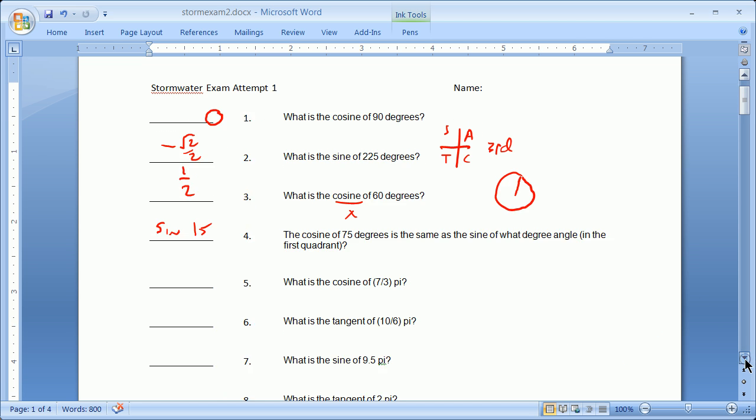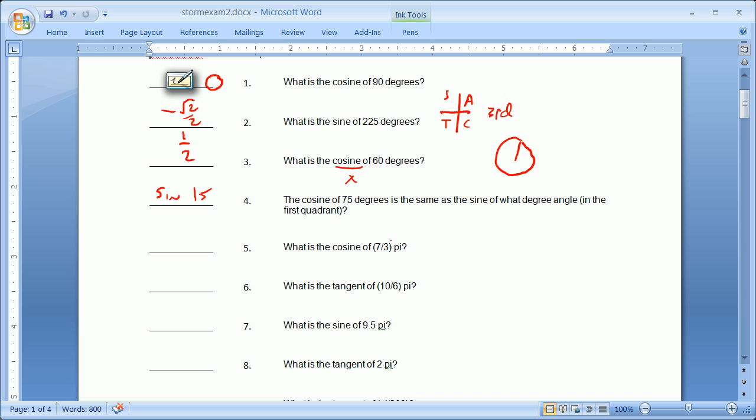Going down now, the cosine of 7/3 pi is beyond 2 pi, it's 2 1/3 pi. So you've gone around one revolution, so it's the same as the cosine of 1/3 pi, which is the same as, think about it, 60 degrees. So the cosine of 60 degrees is going to be more y than x, so it becomes 1/2.